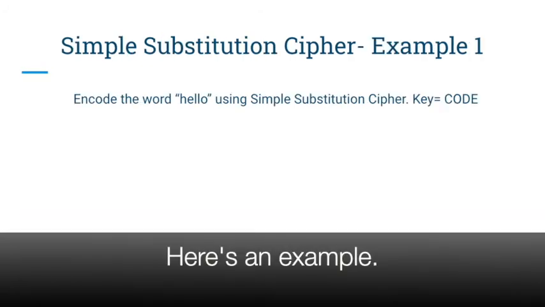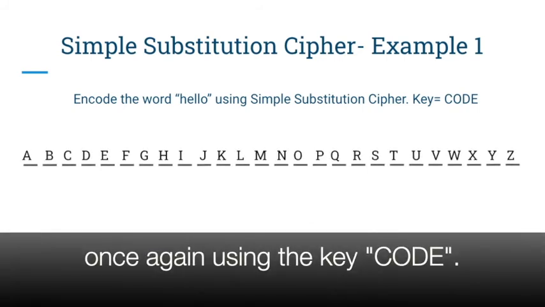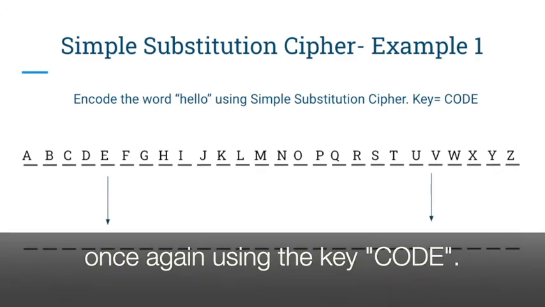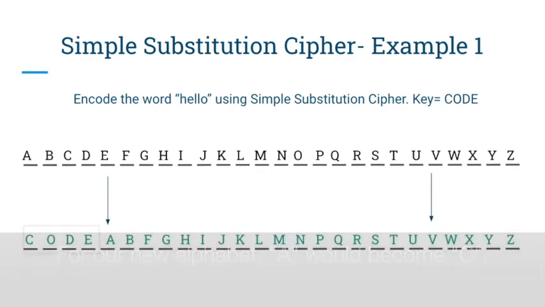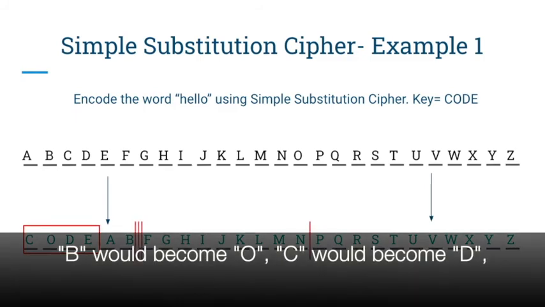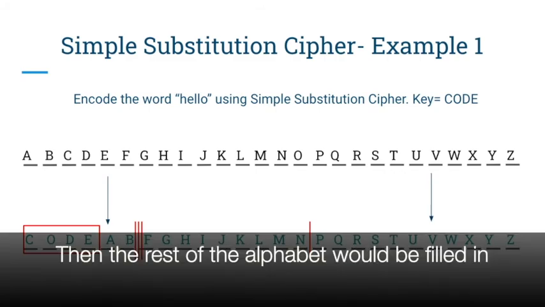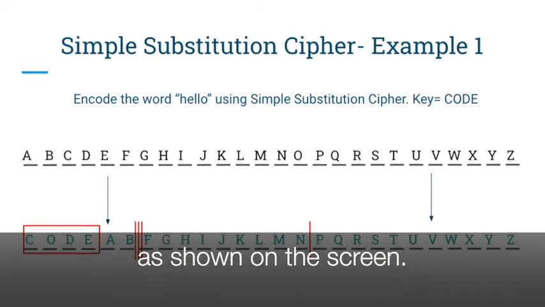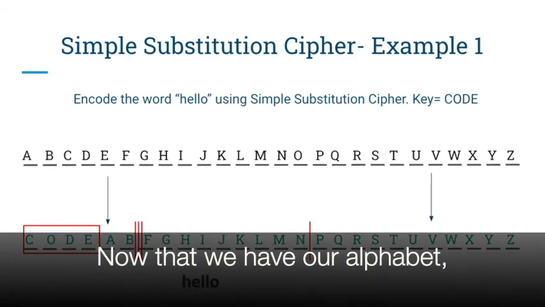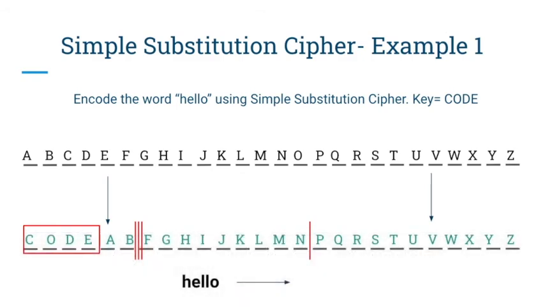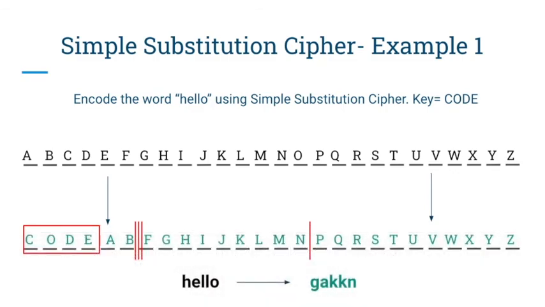Here's an example. Say we want to encode the message hello once again using the key code, C-O-D-E. Then for our new alphabet, A would become C, B would become O, C would become D, and D would become E. Then the rest of the alphabet would be filled in as shown on the screen. Now that we have our alphabet, we can translate our message, which will give us GAKKN as our result.